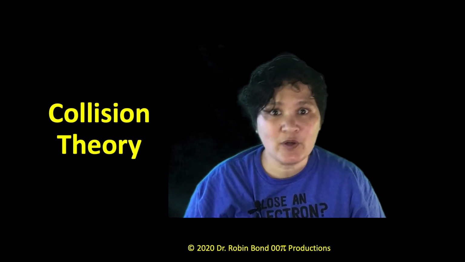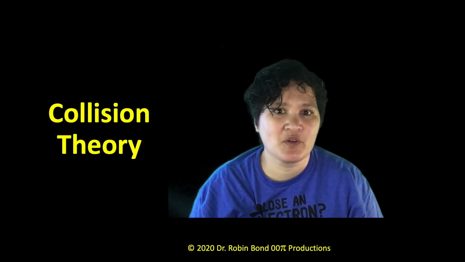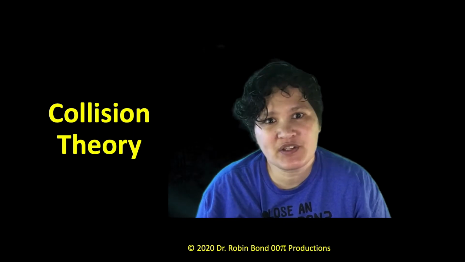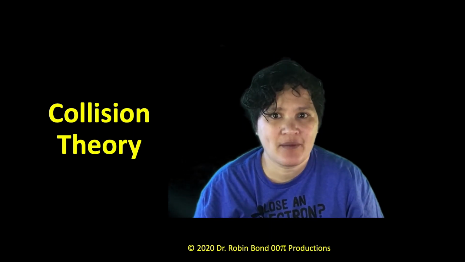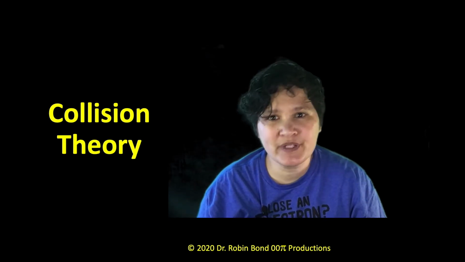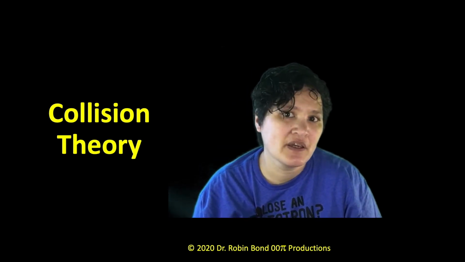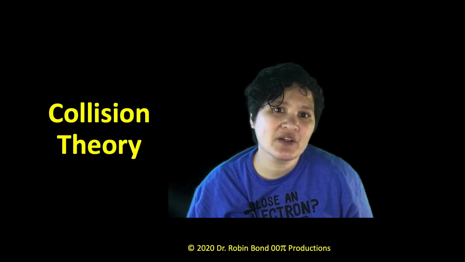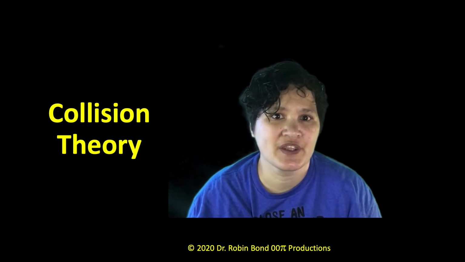Hi, today we're going to talk about why reactions happen the way they do and what factors affect the speed at which reactions happen. Understanding these basic principles of how reactions happen will really help you to understand kinetics. So what we're going to be talking about today is a theory that we call collision theory.